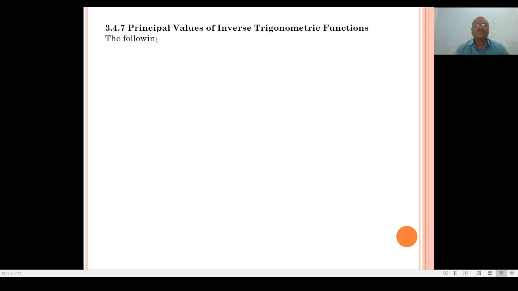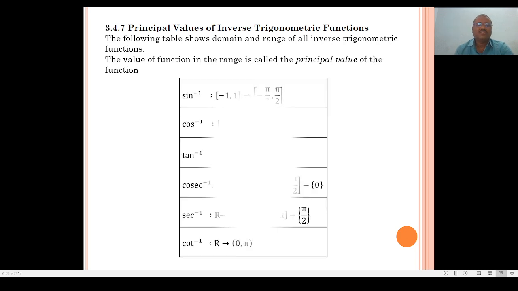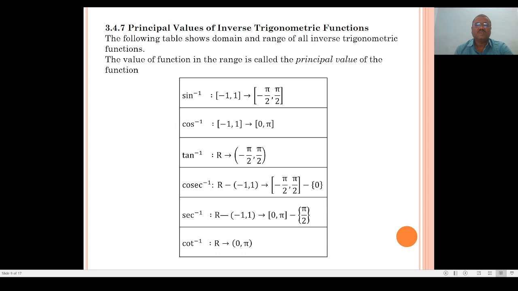Next, principal values of inverse trigonometric functions. The following table shows the domain and range of all inverse trigonometric functions. The value of a function in the range is called the principal value of the function. See the table for the inverse trigonometric functions and their domain and range.